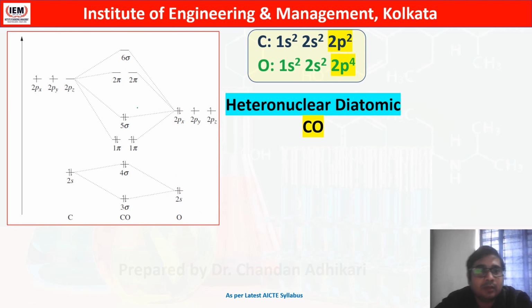So I am trying to explain here. This is the carbon atomic orbitals. These are the oxygen atomic orbitals. As you can see, they are a little bit lower in energy. If you just look at this energy axis, right?